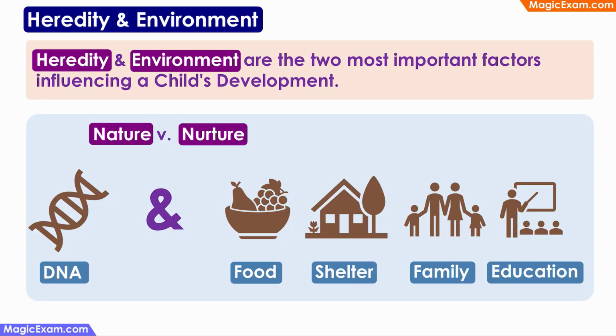The first step is to understand what are these heredity and environment. We have already spoken about this in one of the previous videos, but heredity and environment are the two most important factors that influence a child's development, because hereditary factors and environmental factors will affect all the types of development in a child. So heredity is nothing but nature and environment is nothing but nurture.